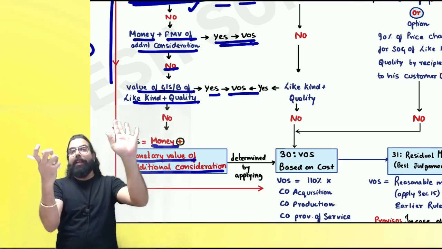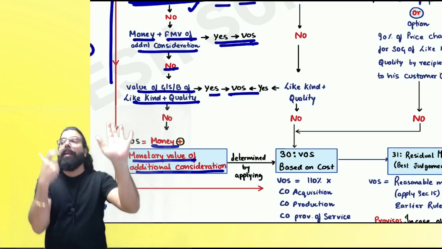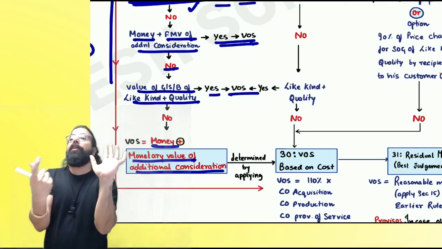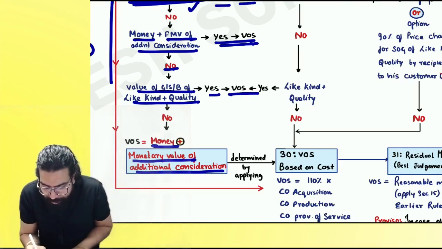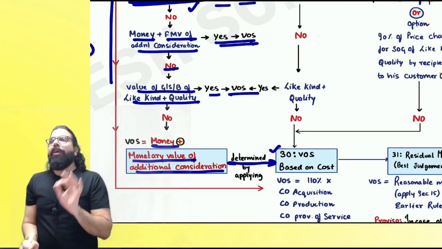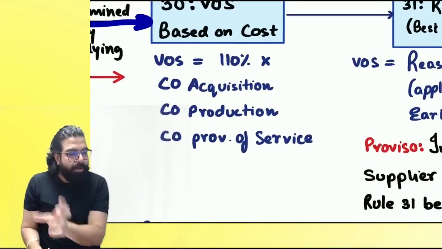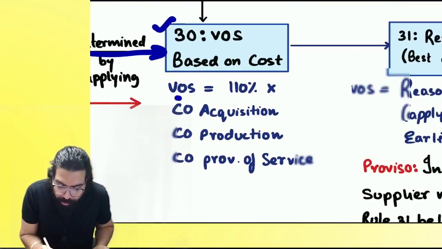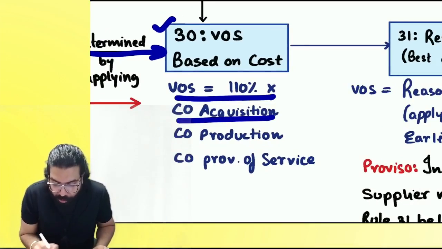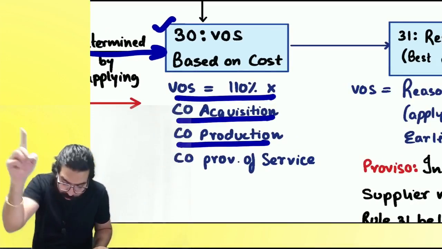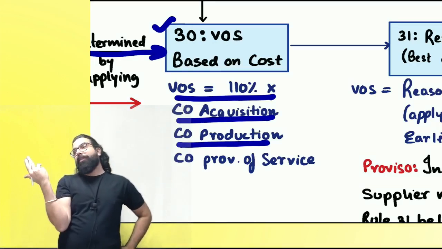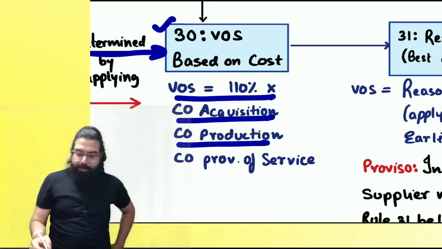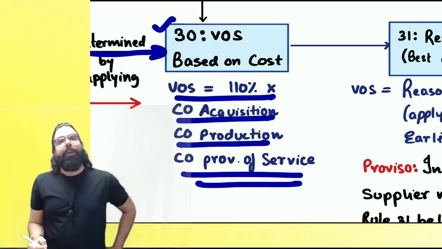5,000 plus that item which he gave me, whose fair market value is not there, then what will I do now, everyone? I will find out the value of that item by applying valuation rule number 30, which says that the value of additional consideration will be what, everyone? 110% of cost of acquisition, or his cost of production, or might be he provided me some service, then whatever was his cost of provisioning of that service.